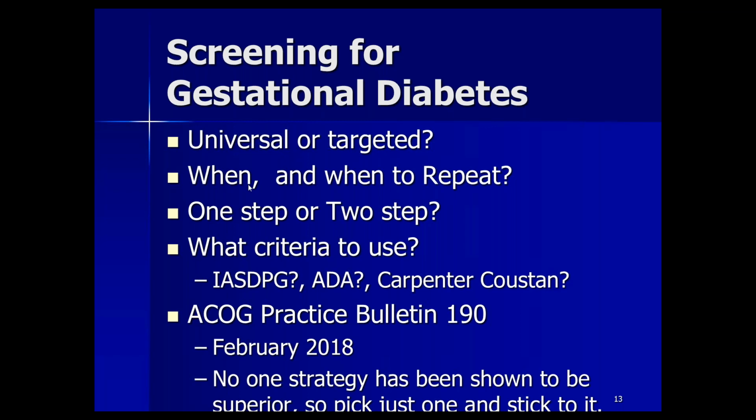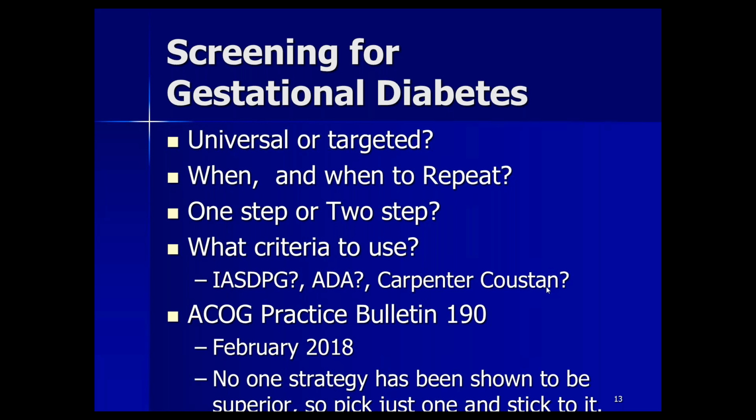When do you screen them? When do you repeat it? Do you use the one-step or the two-step? We'll be going over that in a minute. And then which criteria to use? The International Association and Society of Diabetes and Pregnancy Group, American Diabetes Association. Do you use Carpenter and Coustan? Do you use something else? I have seen labs that are using local issues. And so this is an issue as well.